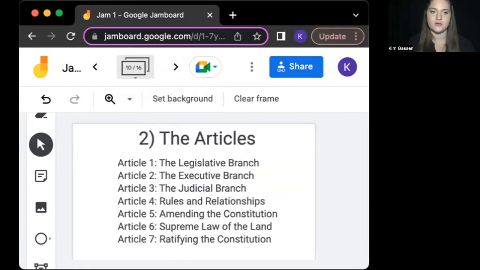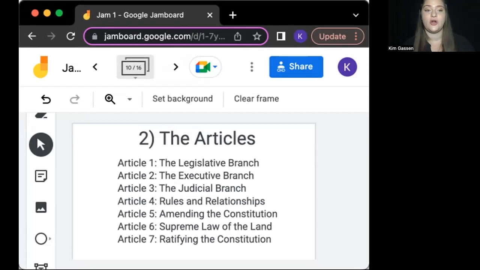So then we have the articles. Article 1 lays out the framework for the legislative branch. So that's Congress, the House of Representatives, and the Senate, the ones who make laws. Remember that. Article 2 outlines the executive branch. So that's the president, his cabinet, vice president, as well as several of the different federal systems and offices.